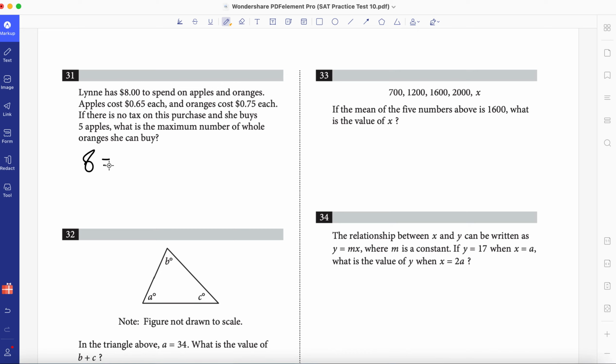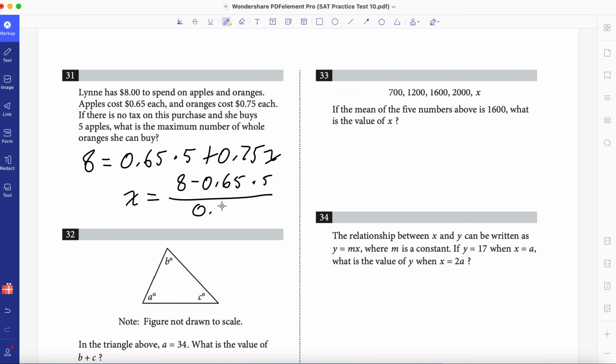So $8 is supposed to equal the 0.65 for the apples she bought, times 5, because she bought 5 of those apples, plus 0.75, let's call it x. Now let's just solve for x. x is going to be 8 minus 0.65 times 5 over 0.75.